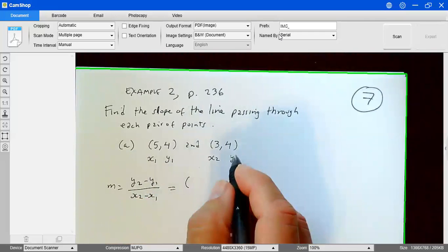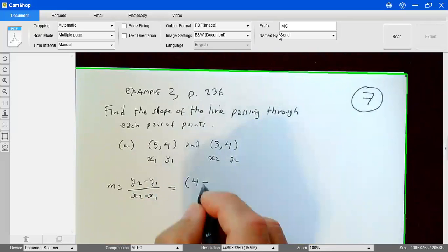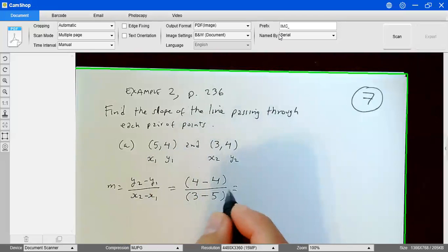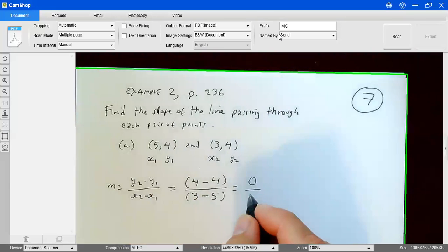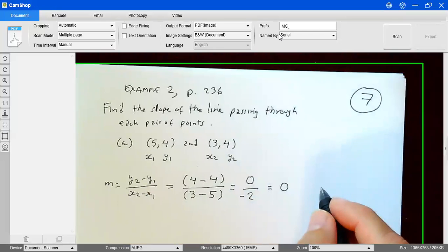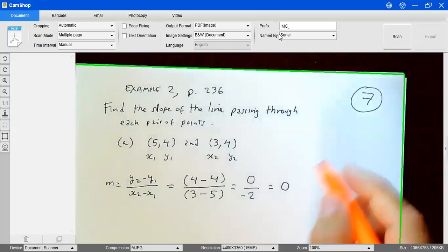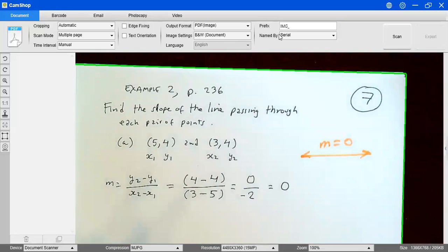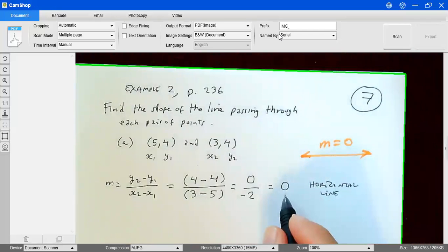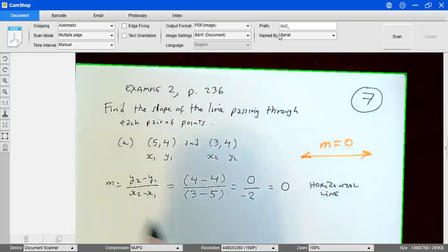So substitution: y2, 4, minus from the formula, minus y1, just 4. Then x2, 3, minus from the formula, then x1 is just 5. So we get 4 minus 4 is 0. Then 3 minus 5 is -2. 0 divided by any non-zero number is always 0. So when the slope is 0, then we have a horizontal line. In other words, the inclination is 0. No inclination at all, it is on the ground, so to speak.